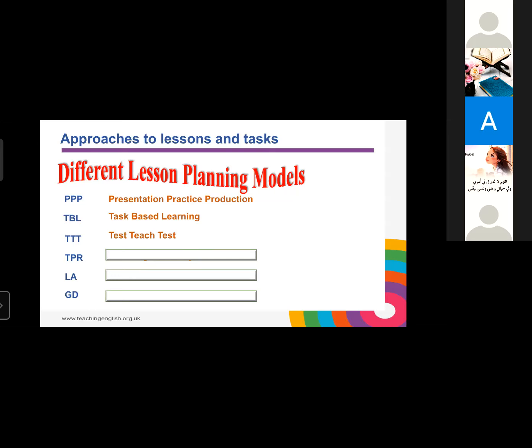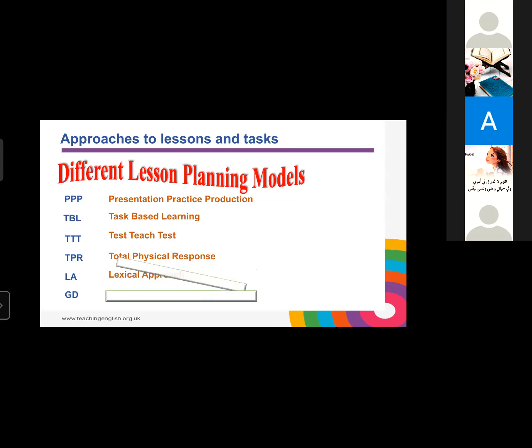It's very famous in approaches. TPR. What does TPR stand for? Total physical response. So it depends all the time on doing some actions and practicing the language by movement. That's right. Total physical response. What about LA? Lexical approach.